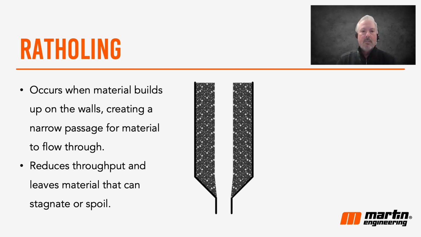One of the most common material flow issues that we see is rat holing, which is pretty commonly viewed out in the workplace, where material builds up on the walls and creates narrow passages for material to flow. This reduces the throughput, the volume, and leaves material behind that can stagnate or spoil. There are some bin hopper design principles that can be used to help alleviate that, including larger diameter or larger discharges. But we're going to focus on how to deal with these issues as they come and not on hopper design.